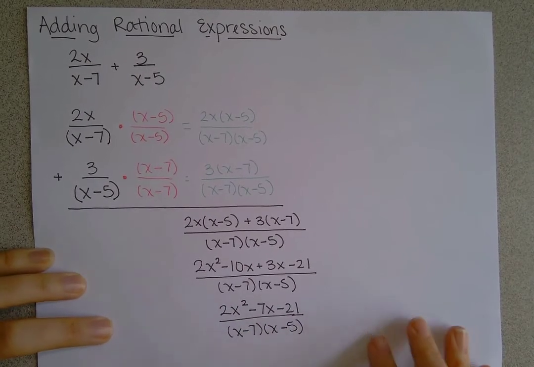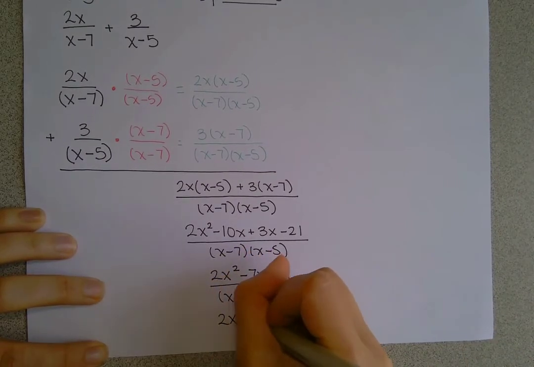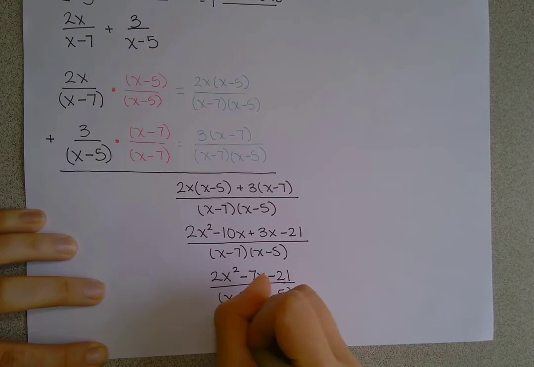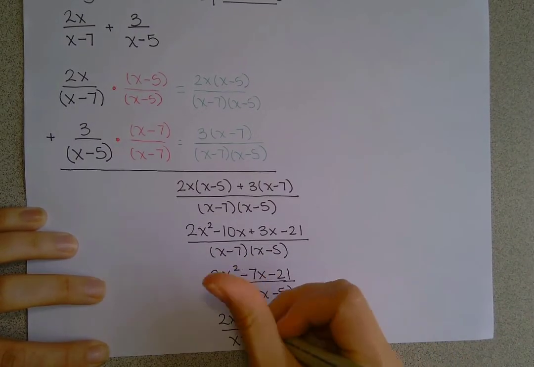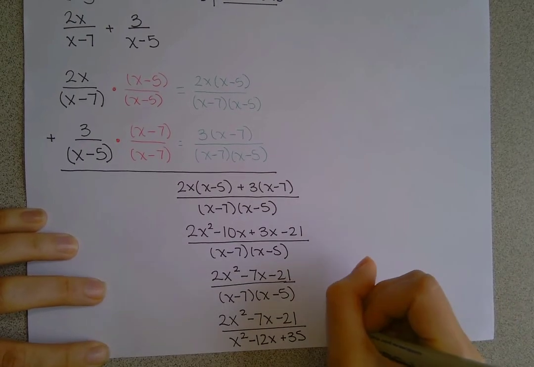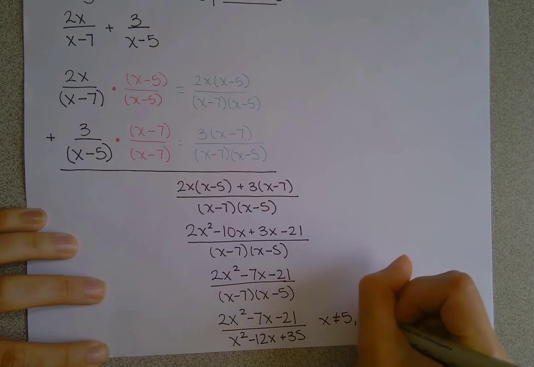You also could distribute in the denominator if it just makes you feel like it looks cleaner, although there's nothing wrong with the answer that I wrote above. That would be x squared minus 12x plus 35. We also need to state our restricted values, which is that x cannot equal 5 or 7.